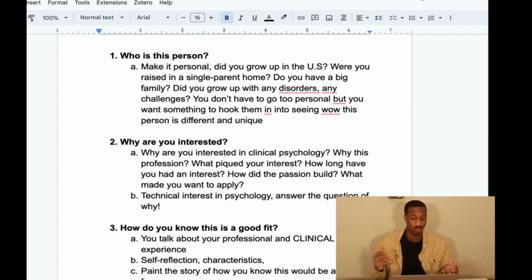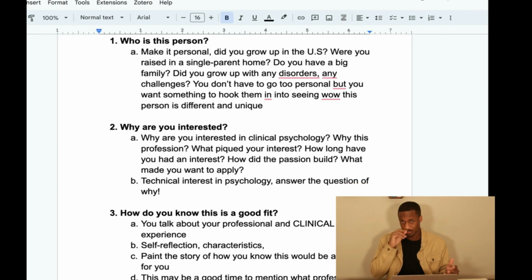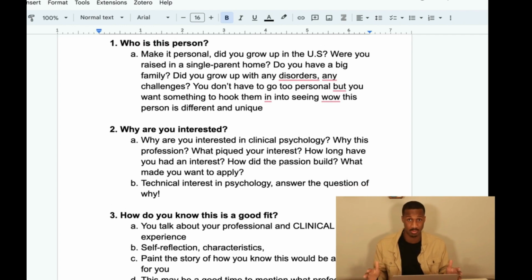Who are you? Did you grow up in the U.S.? Did you grow up outside of the U.S.? Were you raised in a single parent home? Do you have a big family? Do you have a small family? Did you grow up with any mental health disorders or any challenges? You don't have to go too personal. You don't have to go too deep, but you want to go deep enough and personal enough that they can remember you.